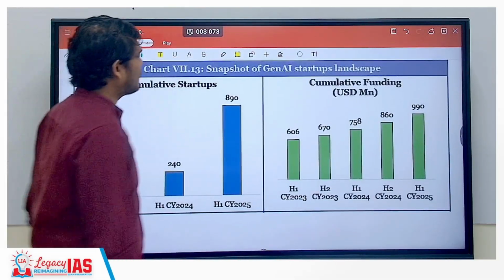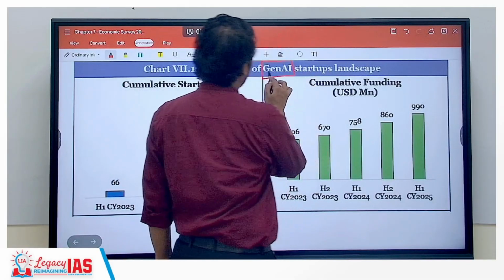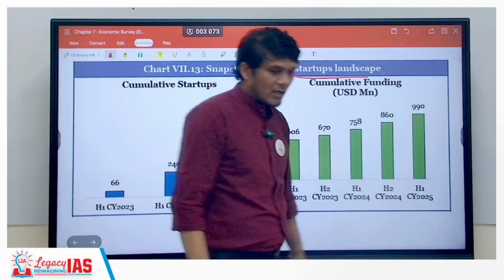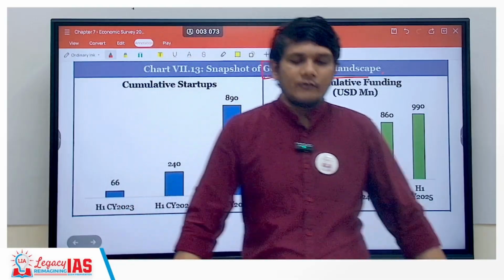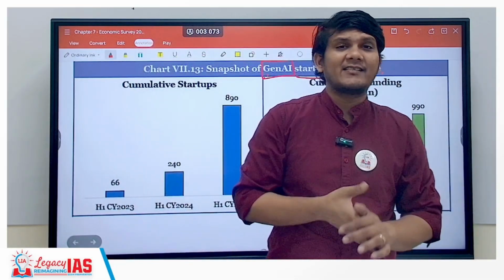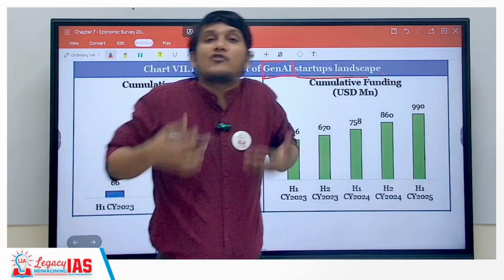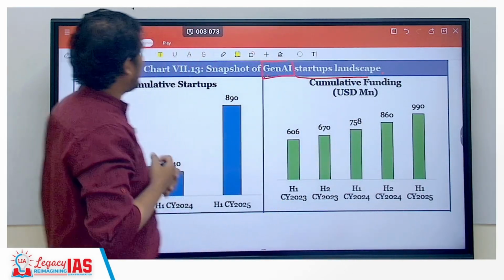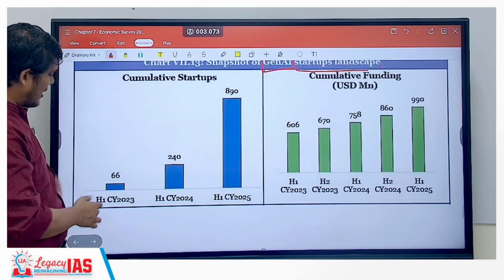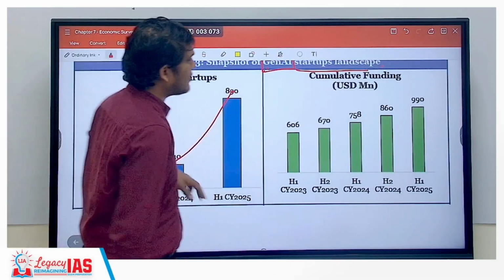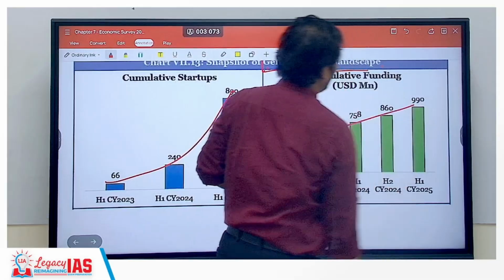Then this is the snapshot of the Gen AI, that is generative AI startup landscape. What is generative AI? See, AI can analyze the data that is given, but generative AI can generate things on its own. That is what Gen AI is all about. So cumulative startups have considerably increased. Cumulative funding has also increased.